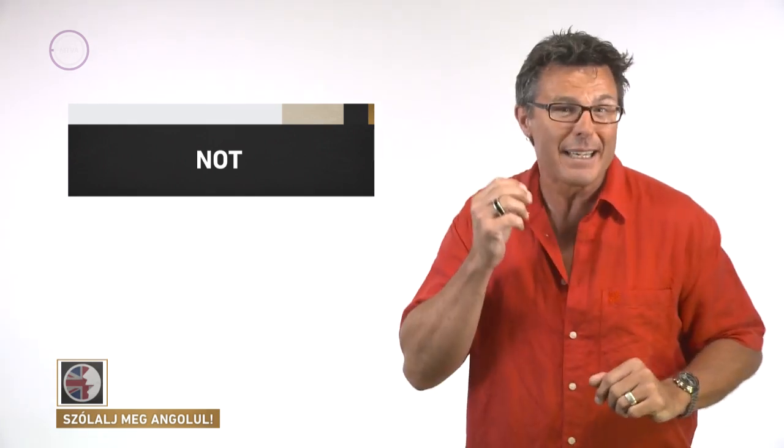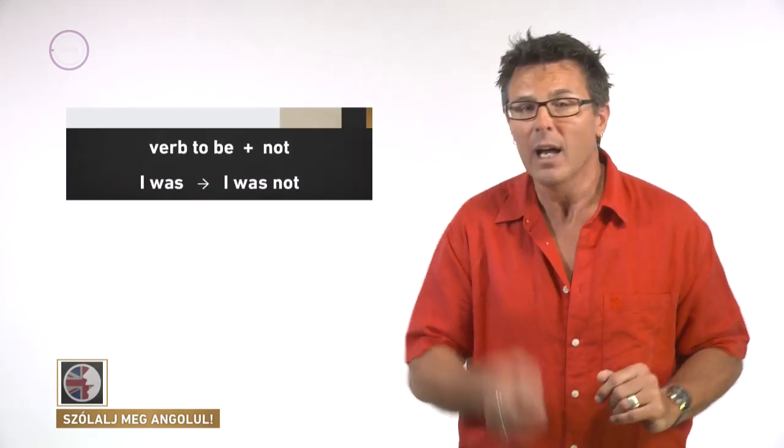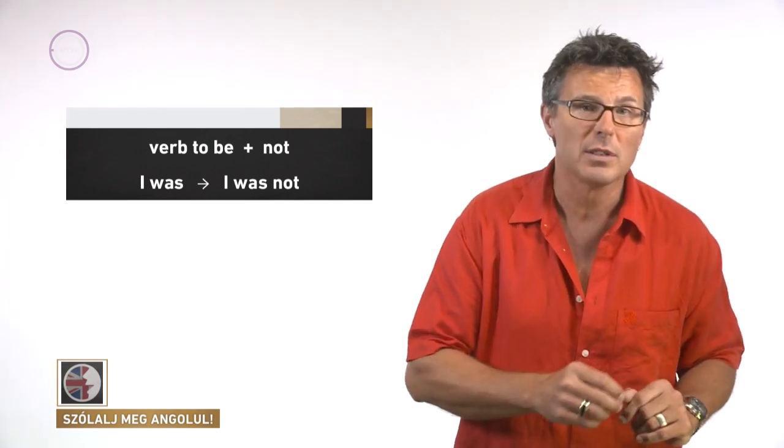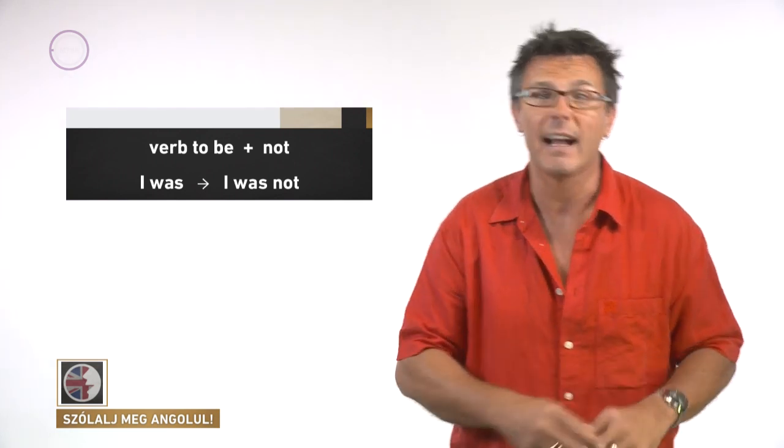So, what word are we going to use to make the negative form of the past continuous? Let me hear you say it. Yes, that's right. It's not, isn't it? When we'd like to make the negative version of the past continuous, we need to add the word not. Okay, so where do we put it? Well, where do you think would be the best place? That's right. We add not to the verb to be. I was becomes I was not. And then all we have to do is add the verb with the same ing ending. And that's it. Simple, isn't it?